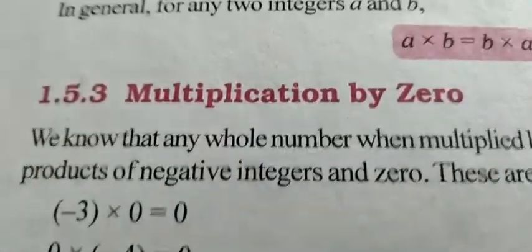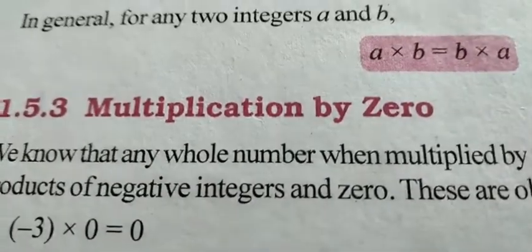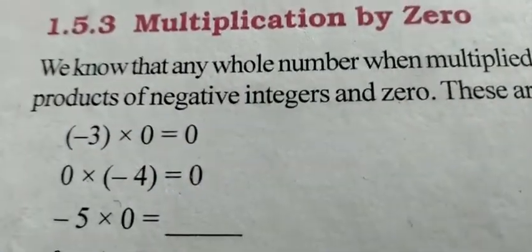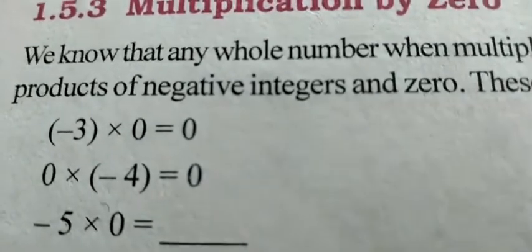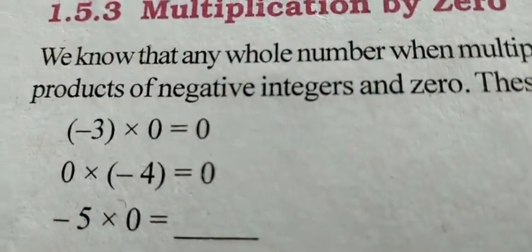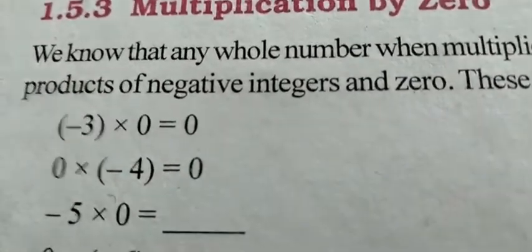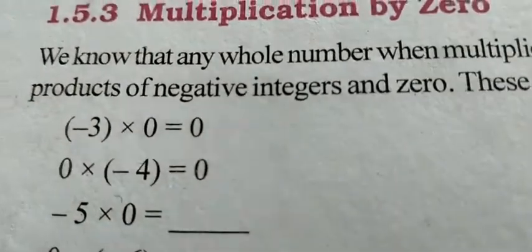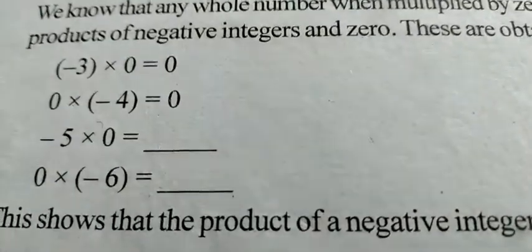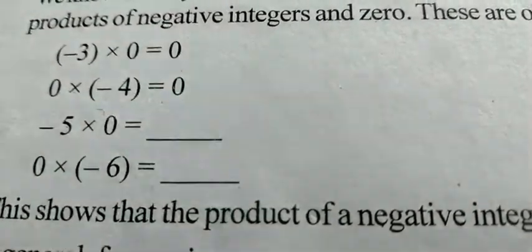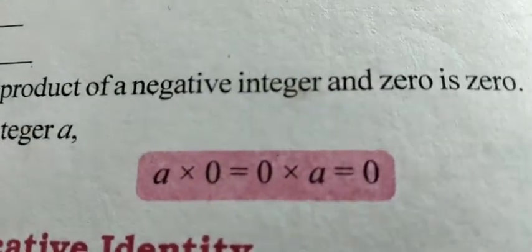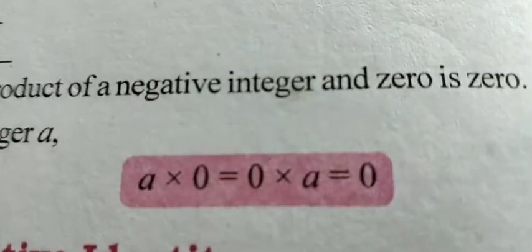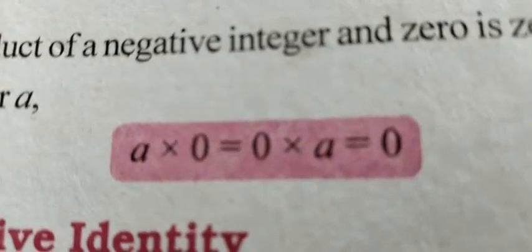Our next property is multiplication by 0. Any integer when multiplied with 0, or in other words, the product of negative integers and 0, is always 0. Not only negative integers, the product of positive integers also gives you 0. So the product of any integer with 0 is always 0, and the standard form is a multiplied by 0 is equal to 0, or 0 multiplied by a is equal to 0.